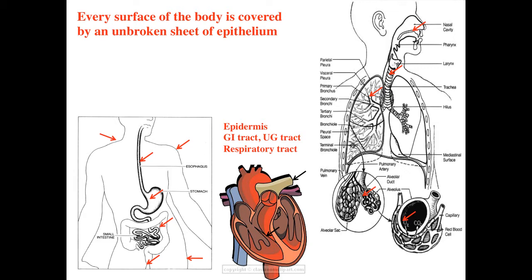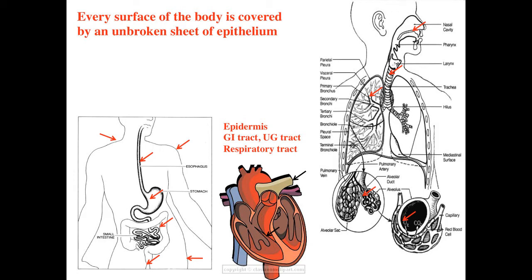Now, every surface of the body can be covered by an unbroken sheet of epithelium. So, for example, you might think of the skin, the epidermis, an epithelium that's lining the outer surface of the body. So every surface of the body is covered by an epithelium. But as you think of the GI system, there's an epithelium lining the surfaces of the GI system. So every surface of the body is lined by an epithelium, and this epithelium tends to be an unbroken sheet of cells. So the epidermis would be an unbroken sheet of cells.